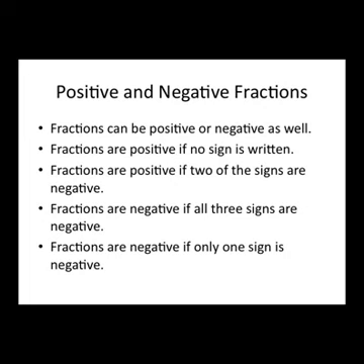Fractions can also have positive or negatives as well. Fractions are positive if there's no sign written, just as in 1/2. Fractions are positive if 2 of the signs are negative. So in other words, if you have a negative 1 over a plain 2, with a negative sign in front of it, it's positive. Fractions are only negative if all 3 signs are negative or if just one sign is negative. And your book gives you some great examples of this.